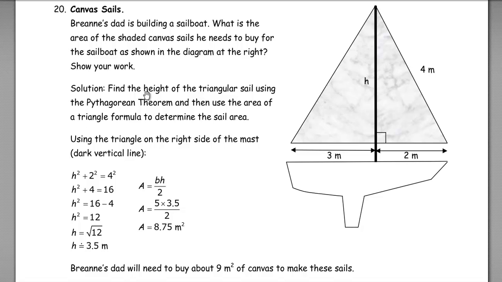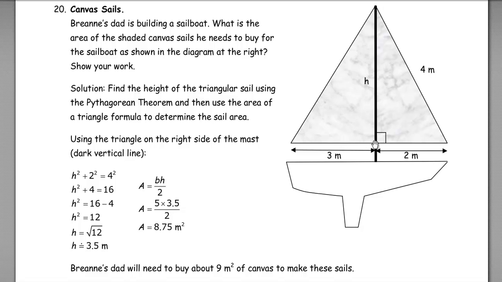So in the solution it says find the height of the triangular sail, and the reason we need to find this height is because the area formula for a triangle is 1/2 base times height, or base times height divided by 2. We know the base length, it's a total of 5 meters. Now you could do these separately, but you could actually treat this as one triangle to find the area once you find that height. So we could call the base 5, or if you do them separately, this one's 3 and that one's 2.